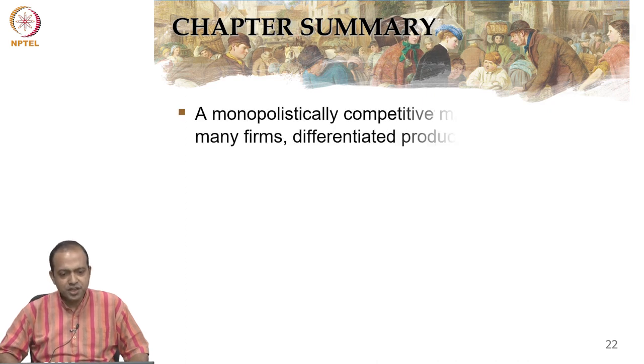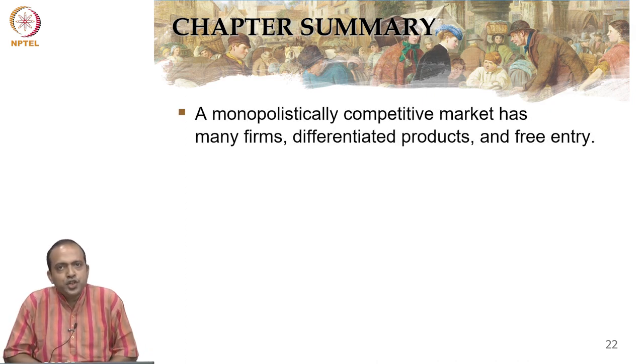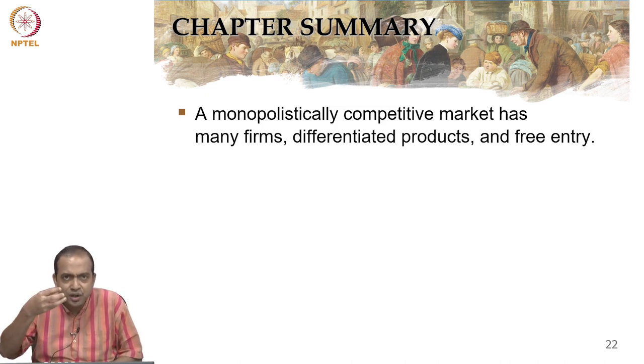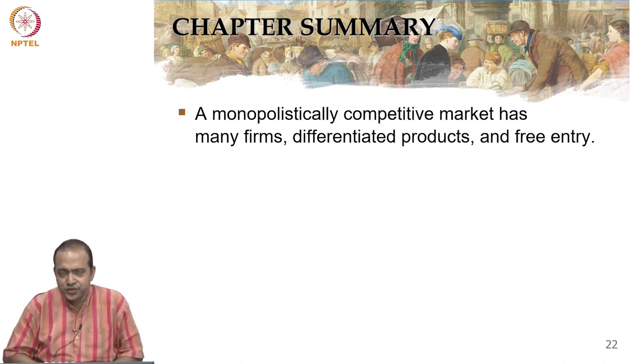So, what have we discussed in this chapter? A monopolistically competitive market has many firms, not as many as competition, differentiated products and free entry. But please remember, not as free as competition, because a little more investment is required to produce toothpaste than agricultural products.